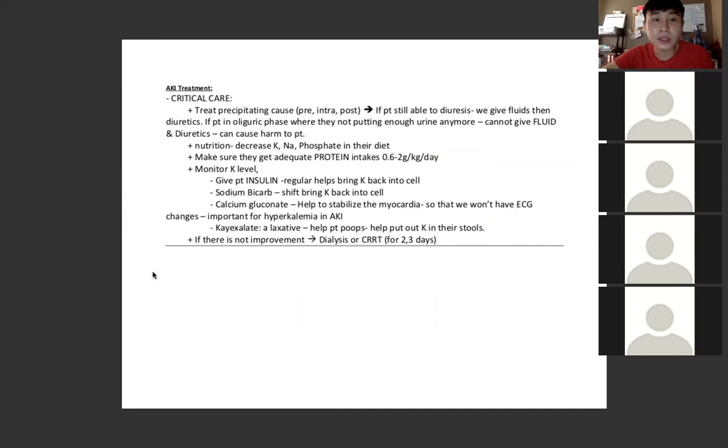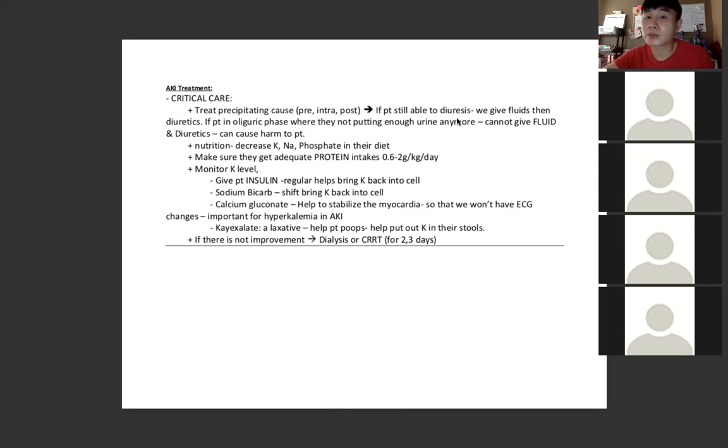Next, we're going to go over AKI treatment. AKI treatment includes critical care and treating precipitating causes. So we treat the cause, whatever the cause is, either pre, intra, or post. We treat the cause, and it will help us with the treatment for the AKI.